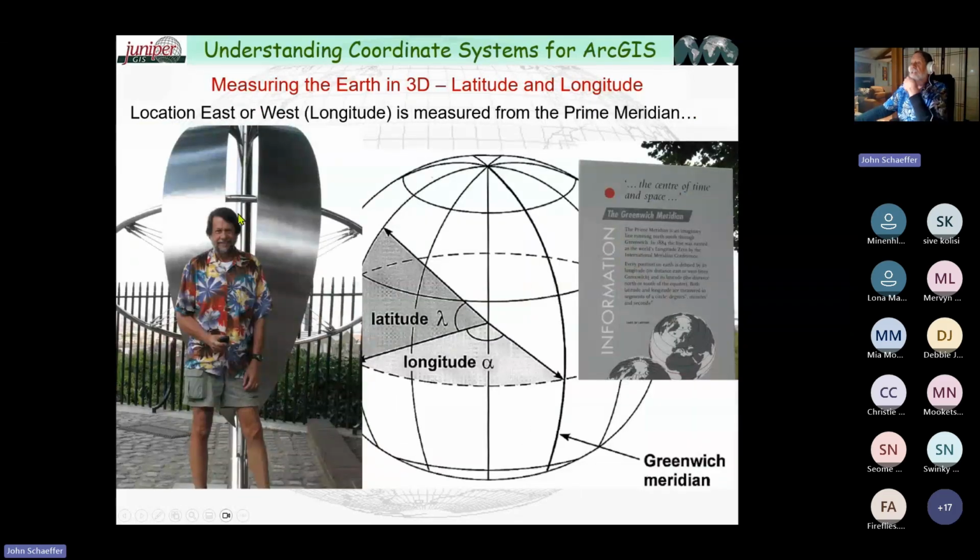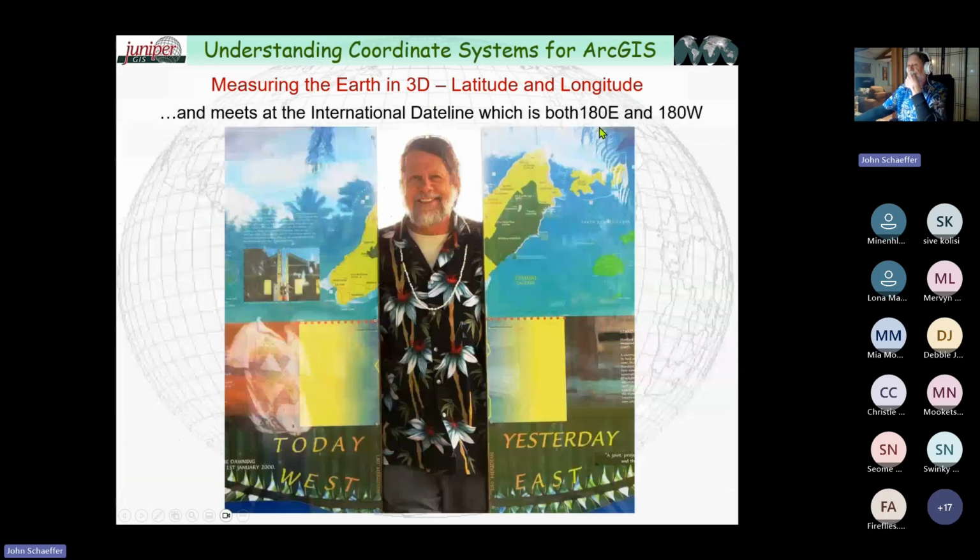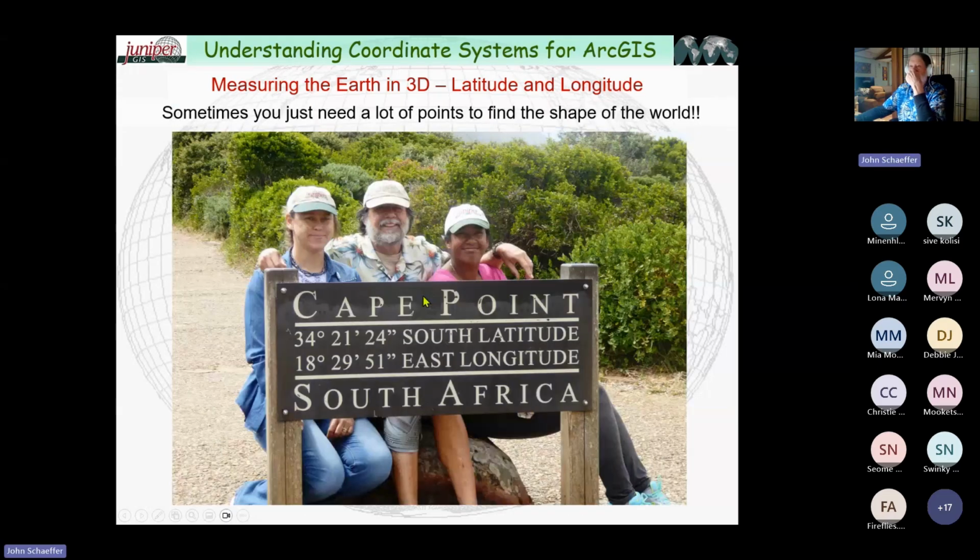And then the location east to west is measured from the prime meridian, which meets at the international date line, which is both 180 east and 180 west. So this is in Fiji. And sometimes you just need a lot of points to find the shape of the world.